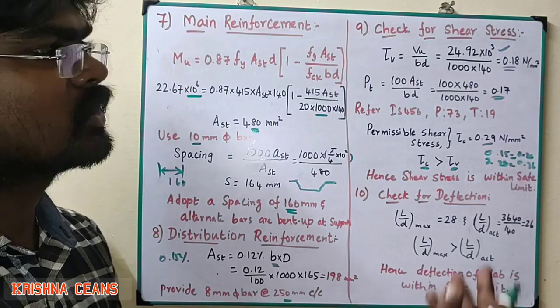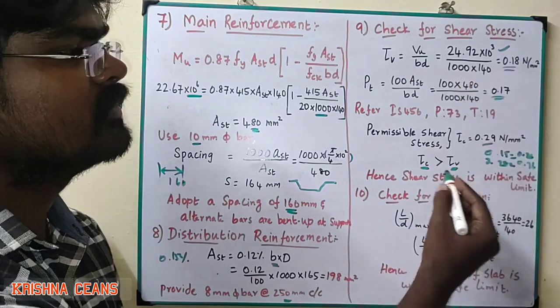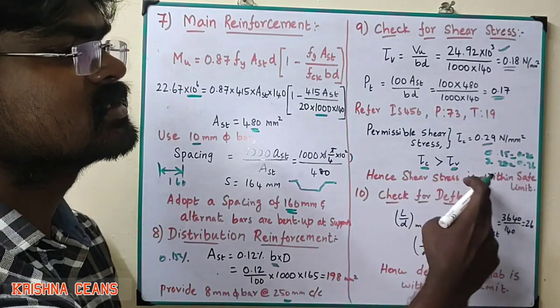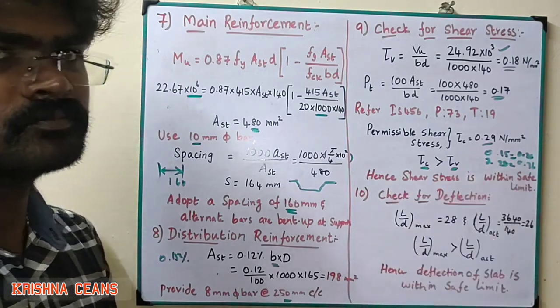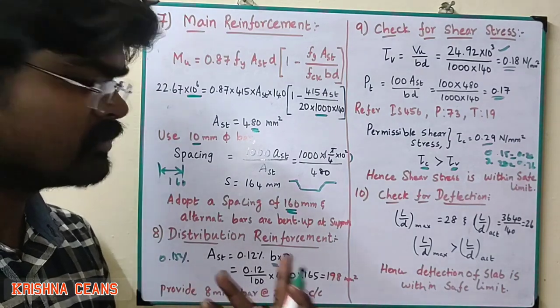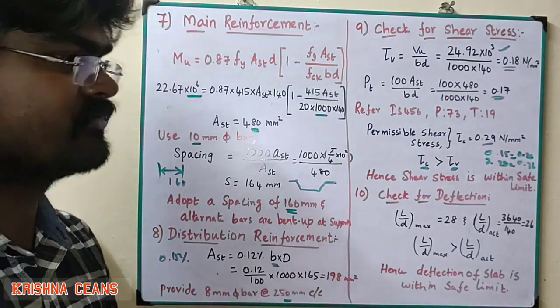So it is always greater than the tau V value. So tau C is greater than tau V. So shear stress is safe within the limit. So no need to worry. So we provide the 8 mm dia bar itself. It is safe.